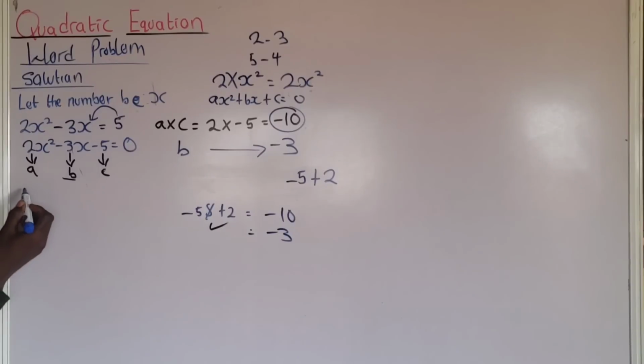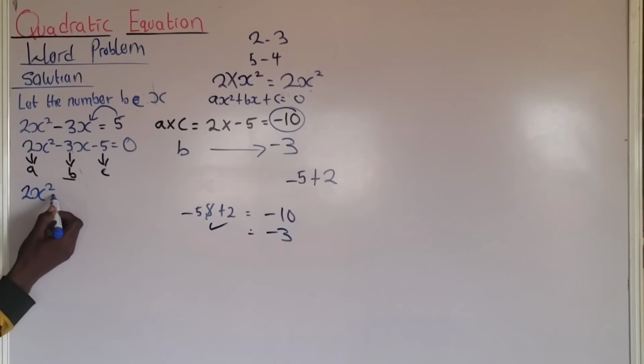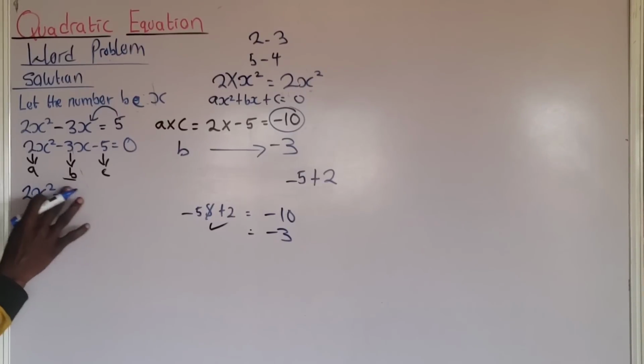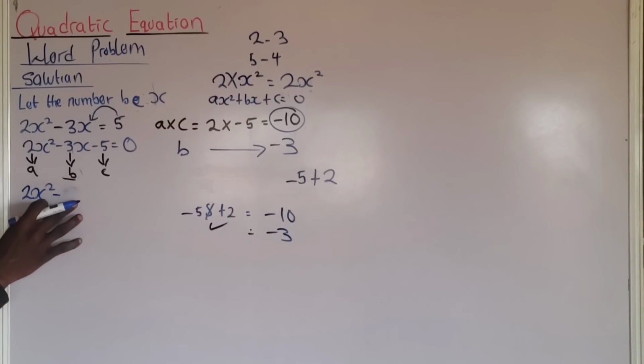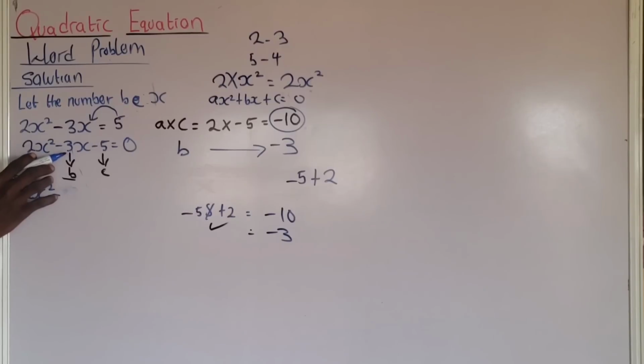So here I'm going to have 2x squared minus 3. Now, I'm not going to write minus 3. I'm going to replace minus 3, which is B, by minus 5 plus 2. Listen, this is simple. All you have to do is just to pay attention. I'm trying to solve this using the factorization method.